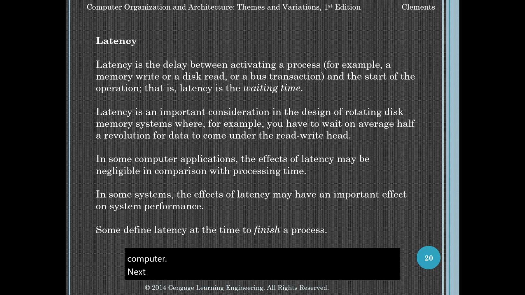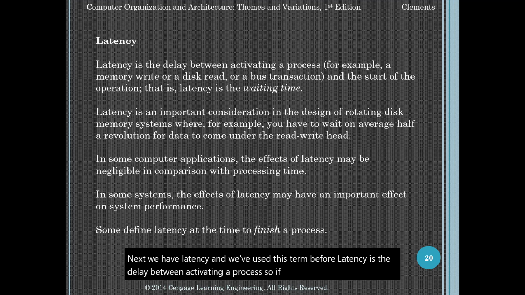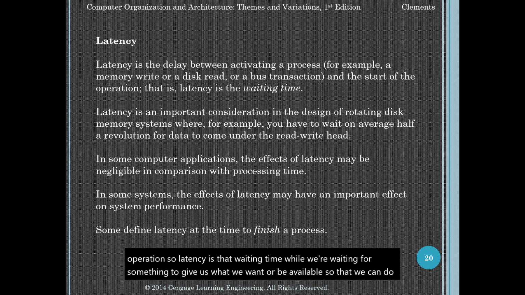Next, we have latency. And we've used this term before. Latency is the delay between activating a process, so if we're starting a memory write or a disk read or a bus transaction, and the start of the actual operation. So latency is that waiting time while we're waiting for something to be available so that we can do the action that we want to do.